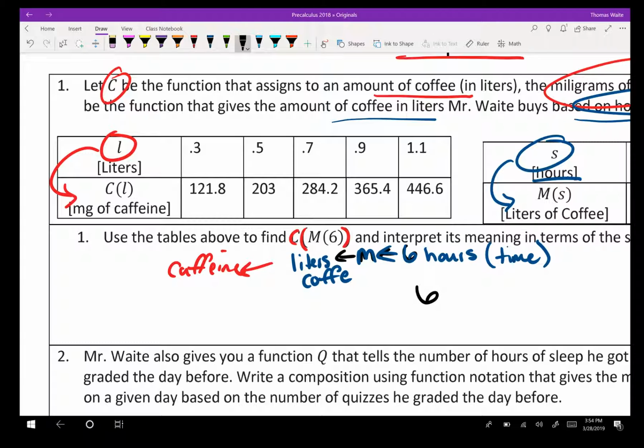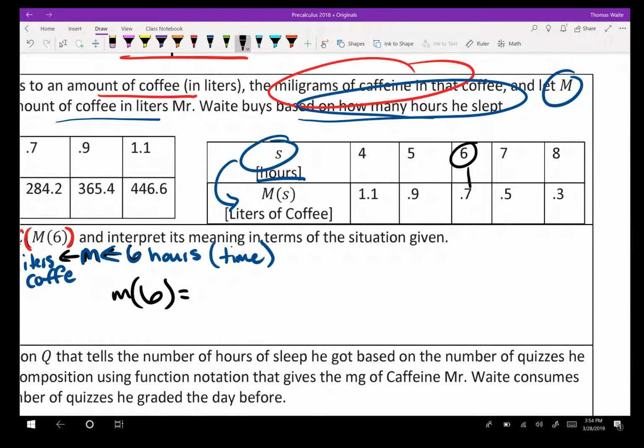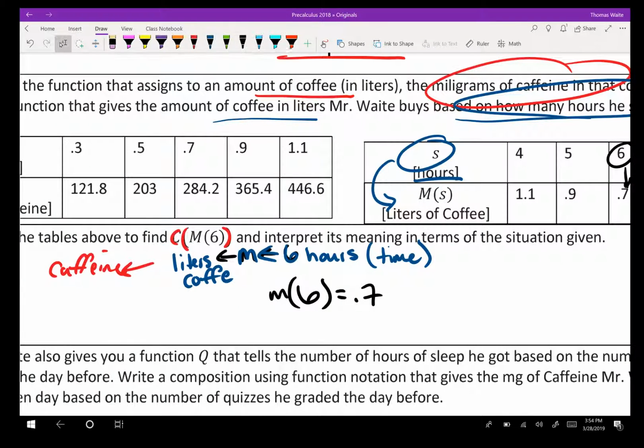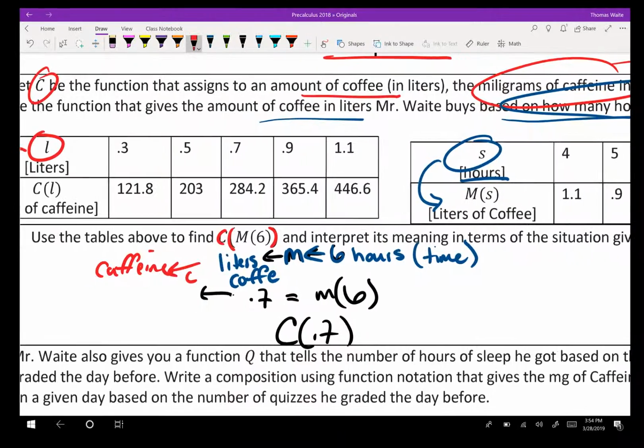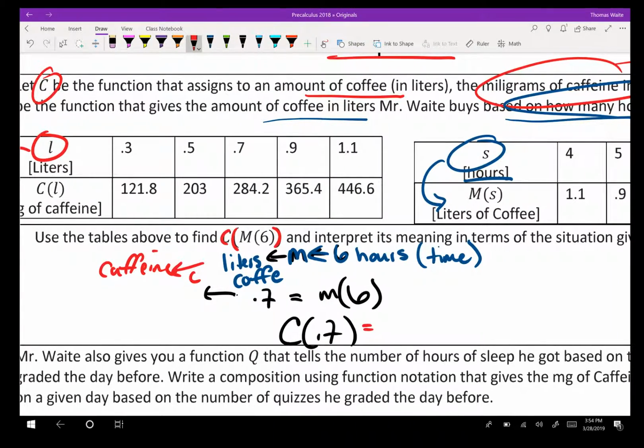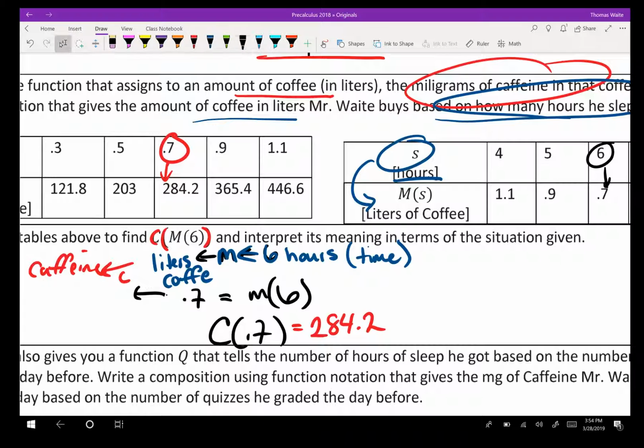If I put 6 hours into M, let's go find it. Here's 6 hours. It's going to give me 0.7. And then if I do C of 0.7, I'll put that 0.7 over here. That's my liters of coffee. If I put that into C, my red function, it's going to give me out 284.2, because it's 0.7 in, 284.2 out. So overall, I can give this value and interpret what it means. I'm going to label the units here: milligrams of caffeine.